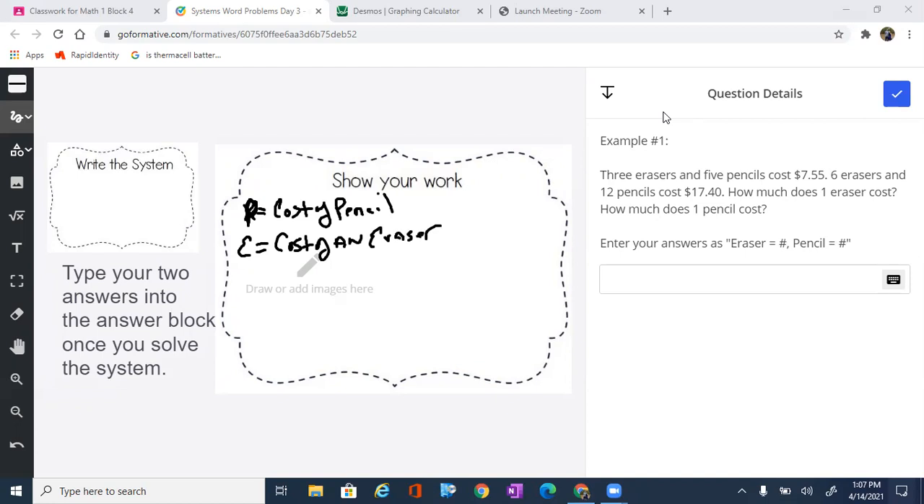Okay. And as we do this, we're going to be paying attention to the fact that there are, again, 2 statements in here that are going to let us build our equations. And the first statement is right here. It says 3 erasers and 5 pencils cost $7.55, okay?